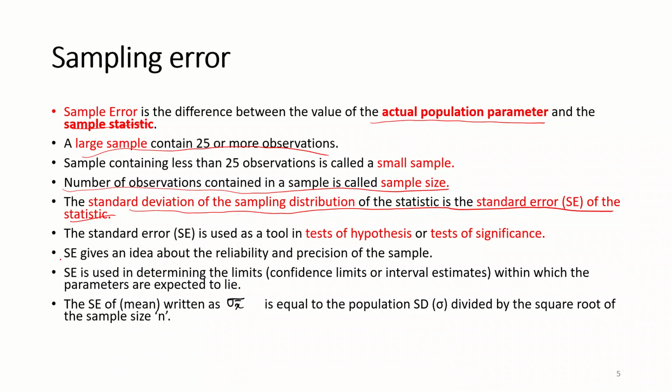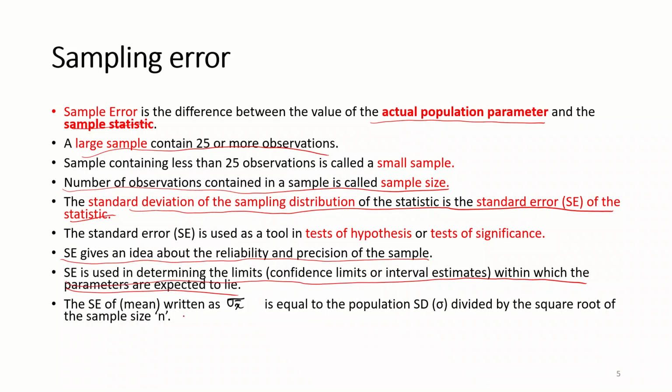Then the standard error gives an idea about the reliability and precision of the sample. Because if the error is very large, then it's not reliable. We have to see how it is varying from the actual population. If it is varying too much, then it's not reliable. Then standard error is used to determine the confidence limits or interval estimates within which the parameter is expected to lie. So we have some numericals telling us that.